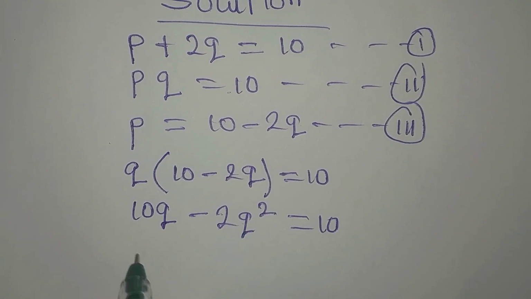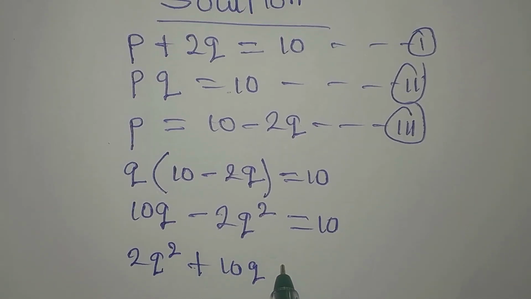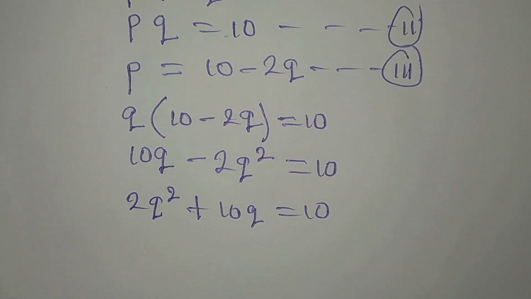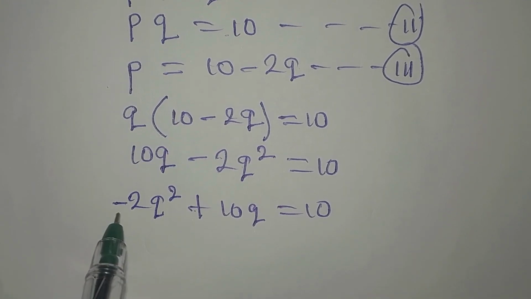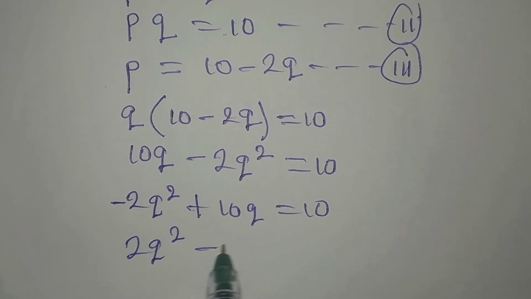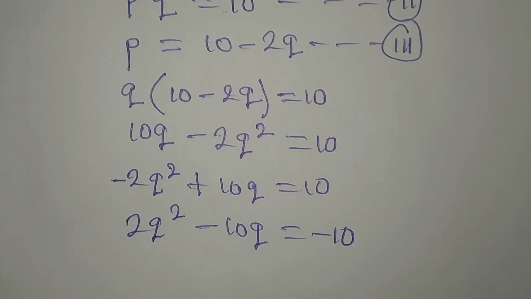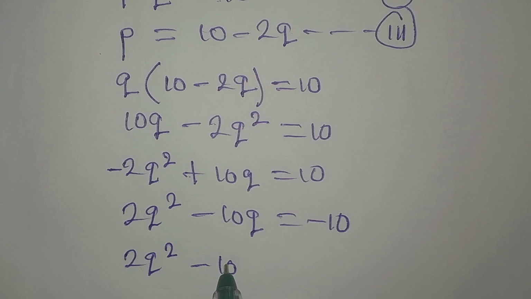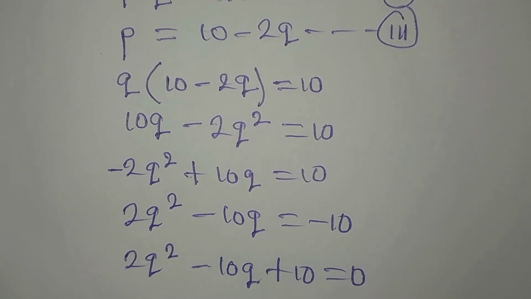Now let's write this first. We have -2Q² + 10Q = 10. So that from here, this is negative. So we can now use the negative to multiply everything. So we have 2Q² - 10Q = -10. Bring the 10 to the left, so we have 2Q² - 10Q + 10 = 0.